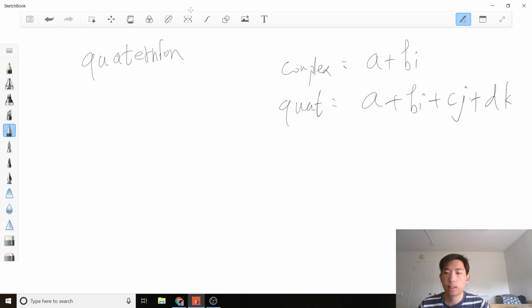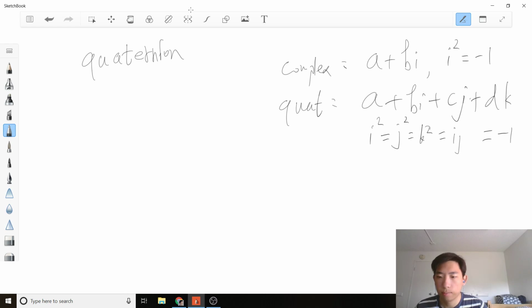In addition to that, the relation between i, j, k is also given. So i squared equals negative one. Here, of course, i squared, j squared, k squared, all being imaginary units, are equal to negative one, right? But before they equal negative one, they also equal something else. Actually, i squared equals j squared equals k squared equals ijk, and it leads to some interesting computations that we'll see later on.